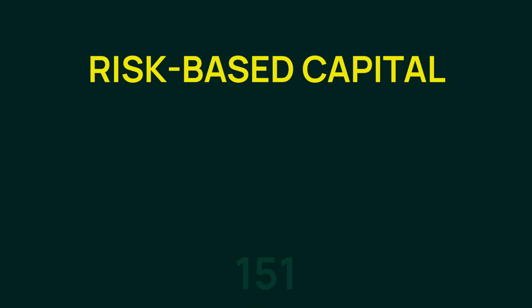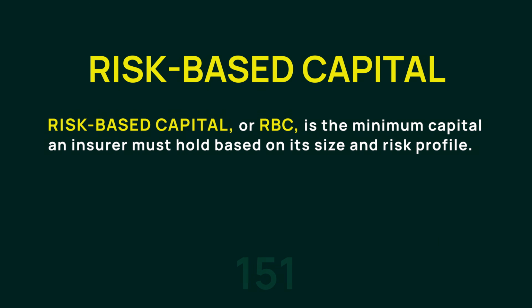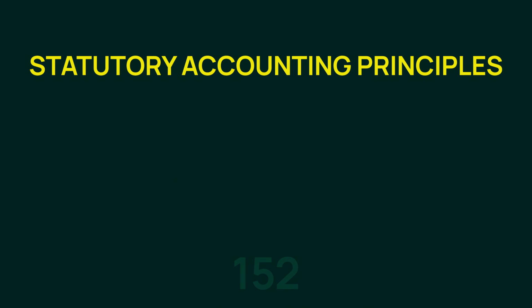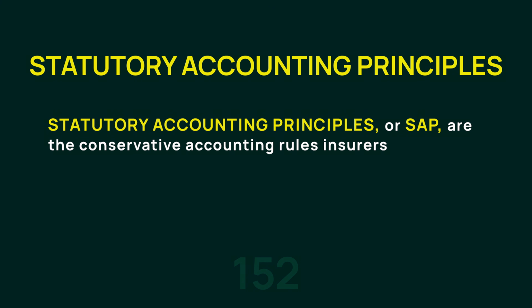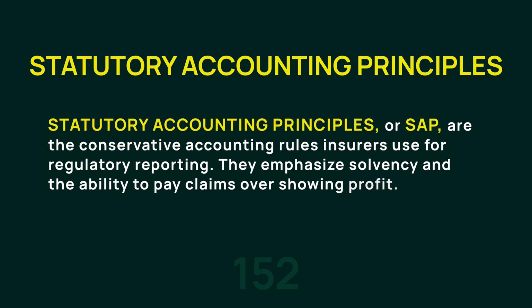Risk-based capital. Risk-based capital, or RBC, is the minimum capital an insurer must hold based on its size and risk profile. Risk-based capital standards help regulators spot weakly capitalized insurers before they fail. Statutory accounting principles. Statutory accounting principles, or SAP, are the conservative accounting rules insurers use for regulatory reporting. They emphasize solvency and the ability to pay claims over showing profit.